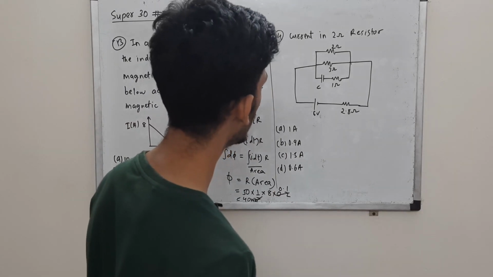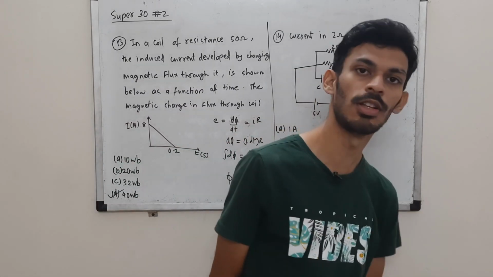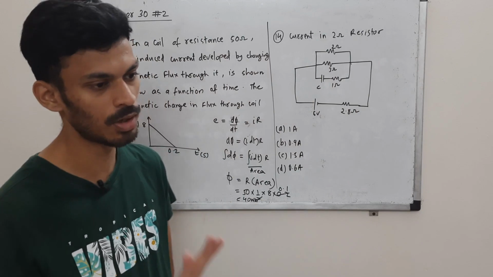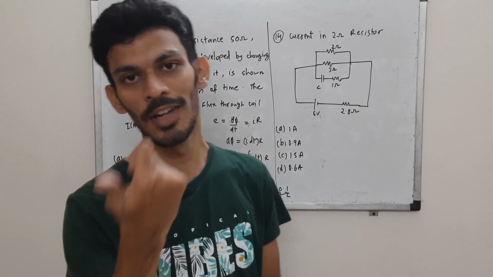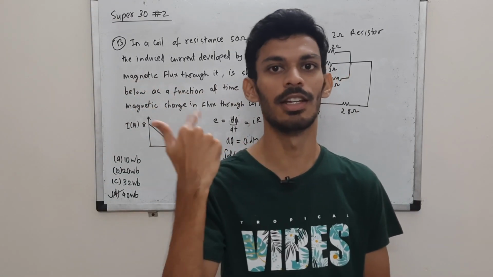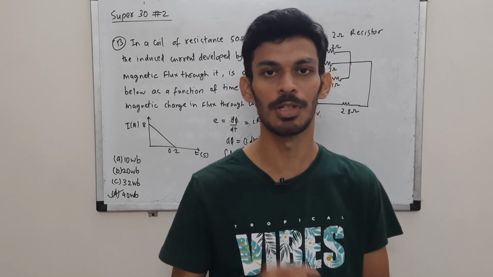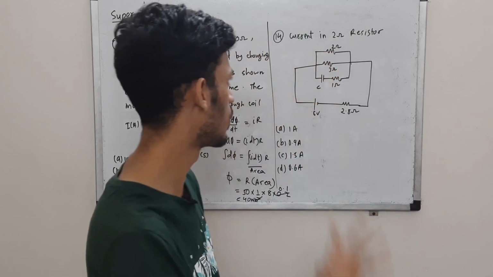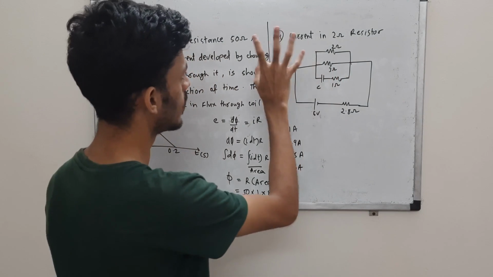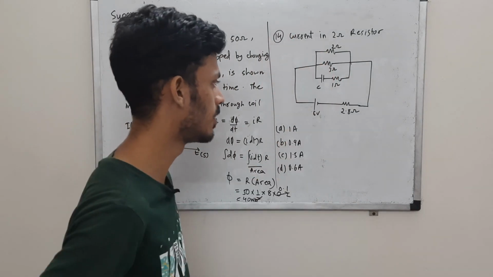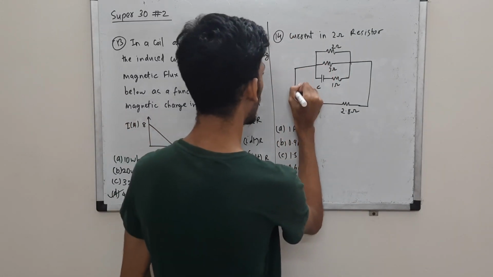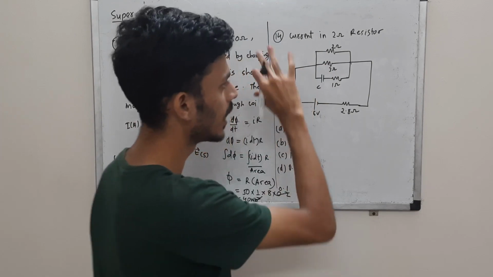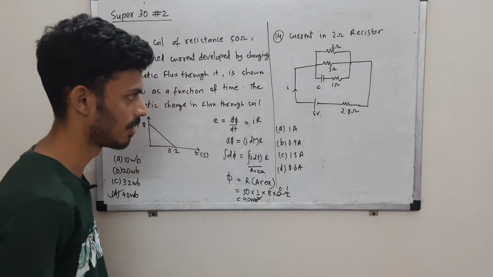Let's come to this one. This is from current electricity. Questions on current electricity are usually based on finding the equivalent resistance, equivalent current in the circuit. So here you are supposed to find the current in the 2 ohm resistor. For that, first of all, we'll need the total current in the circuit. Then we can split it among the resistors.